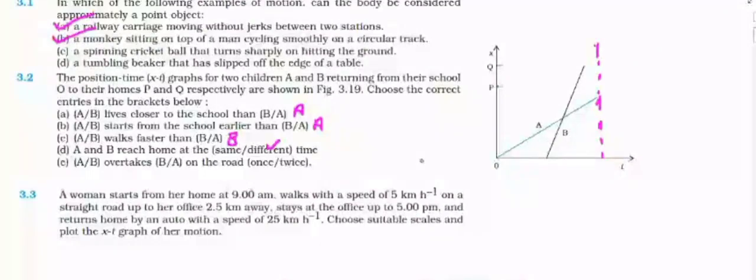Then part E, does A overtake B, or B overtake A, on the road once or twice? You can see they meet only one time, at this particular time. So only once we can see the overtake. So that is question 2.